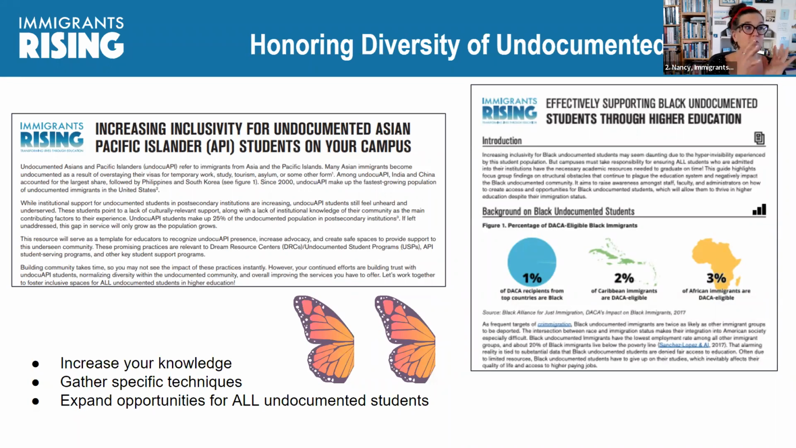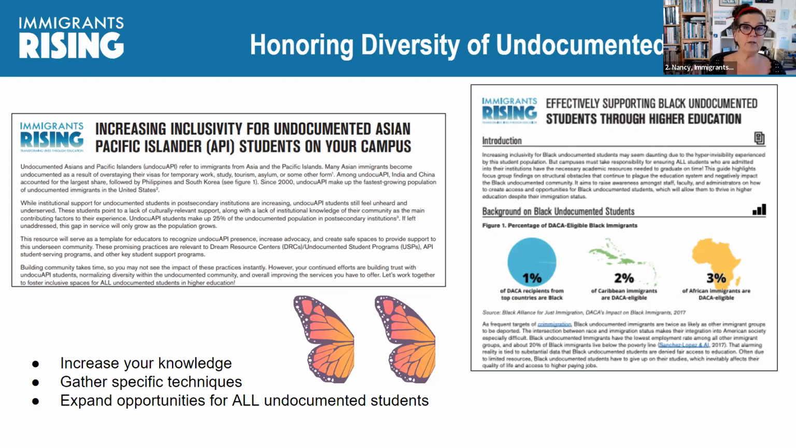So it's really important that we're not just looking at one specific population in the room and only talking over here. And if you're having some struggles in terms of reaching out to those students, building better inclusivity, or more effectively supporting Black undocumented students, Immigrants Rising was really lucky to be able to work with Asian and Pacific Islander students and professionals, as well as recent graduates and Black undocumented students, to create these guides, which I think are really powerful and give excellent information to help you increase your knowledge, gather specific techniques, and expand opportunities for all undocumented students.